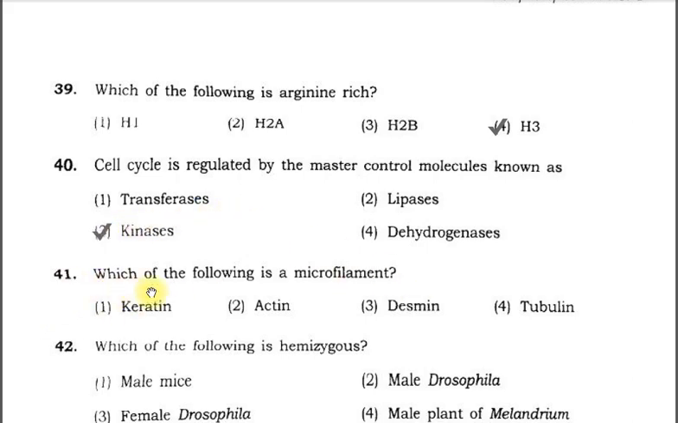Question number 41, which of the following is a microfilament? The options are 1, keratin, 2, actin, 3, desmin and 4, tubulin. The correct option is option number 2, which is actin. So actins are the protein microfilaments which are found in the cytoplasm of the eukaryotic cell, which help to form the cytoskeleton.